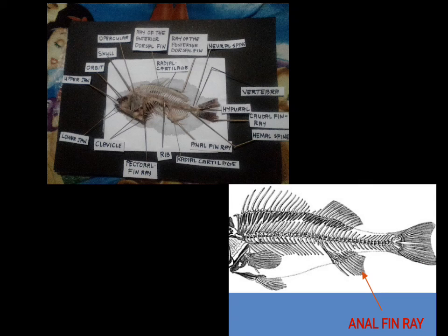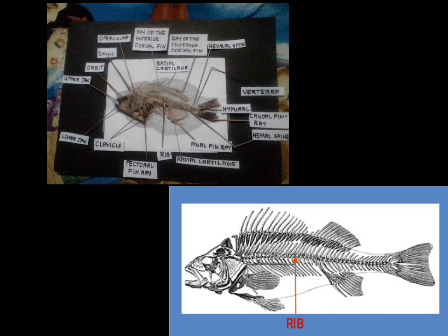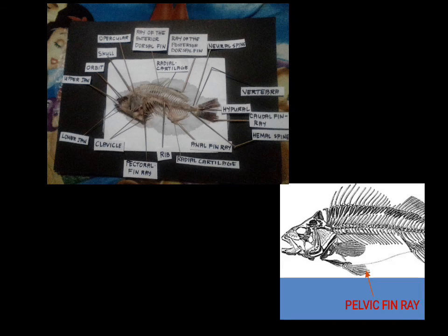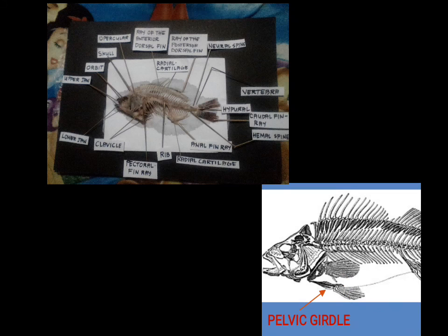And anal fin rays, each of the small bones forming the fin behind the anus of a fish. Then the radial cartilage is an elastic substance of the radius. And next is rib, each of the bones forming the thoracic edge. Then the pelvic fin rays, each of the bones forming the fin beneath the pelvic girdle. And pectoral fin rays, each of the bones forming the chest fin.